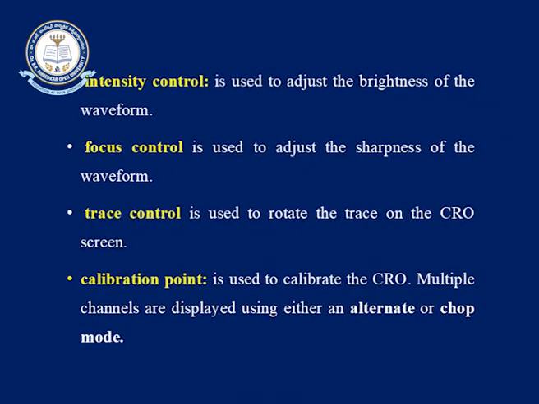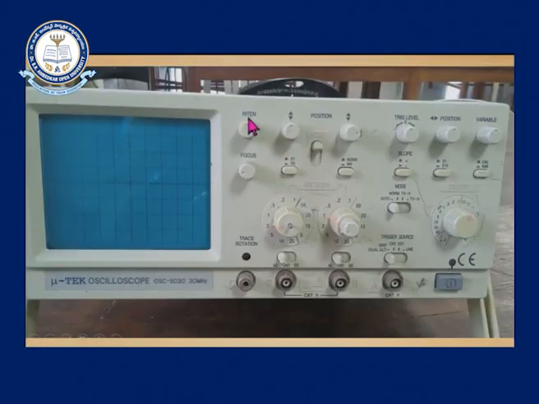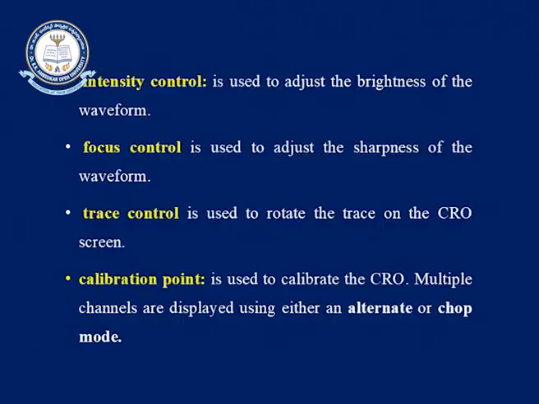Next, intensity control and focus control, which you also observe on the CRO. This is the intensity, this is the focus. The intensity control is used for the brightness of the waveform. Focus is used for the sharpness of the waveform. This is the trace control on your CRO screen, that is the trace level. Then the calibration buttons.